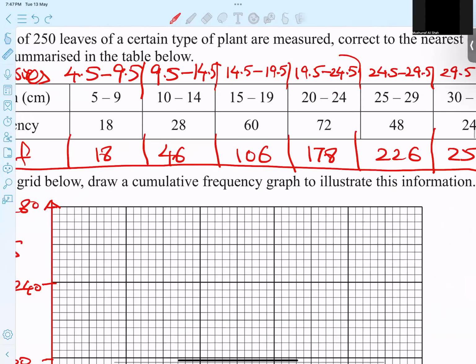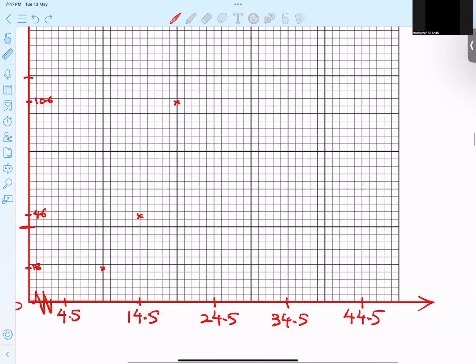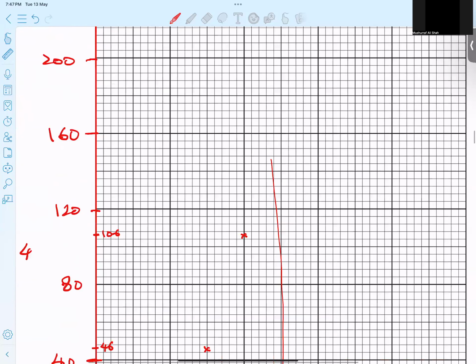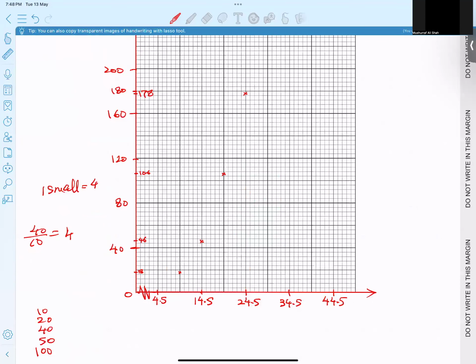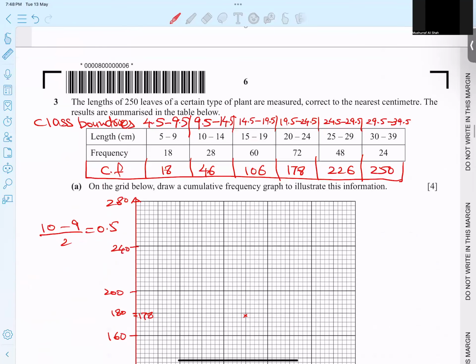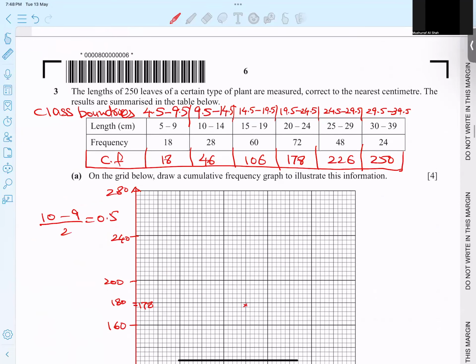24.5 against 178. 24.5 is this. And where is 178? Here we have 180, and two and a half boxes below is 178. So it means this is the point I'm looking for. I hope the concept is very clear. Let me recheck: 24.5 against 178. Correct.